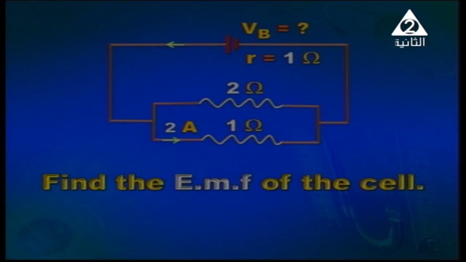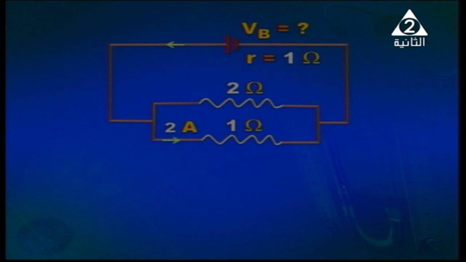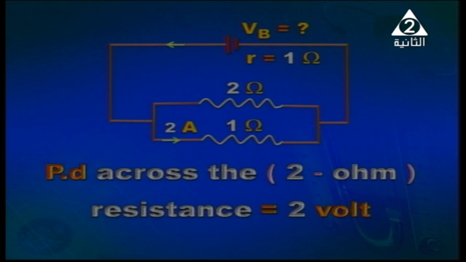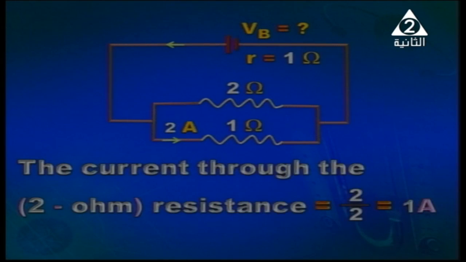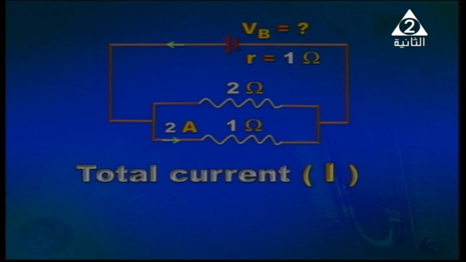So let me do it once again. Potential difference across the 1 ohm resistance is 2 times 1, it is 2 volts. Potential difference across the 2 ohm resistor is 2 volts also. And now we can calculate the current through the 2 ohm resistor. It is 2 divided by 2, it is 1 ampere. 1 ampere flows through the 2 ohm and 2 amperes through the 1 ohm resistor. So the total current must be equal to 3 amperes. Total current equals 1 plus 2, it is 3 amperes.